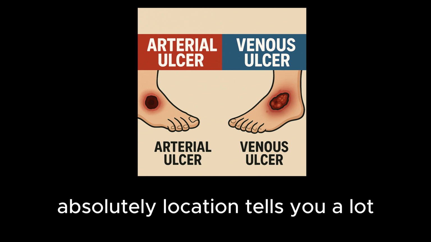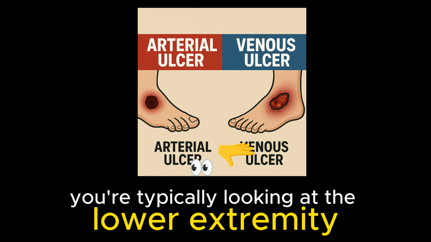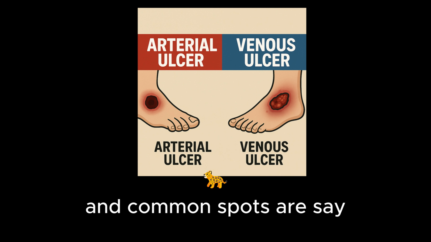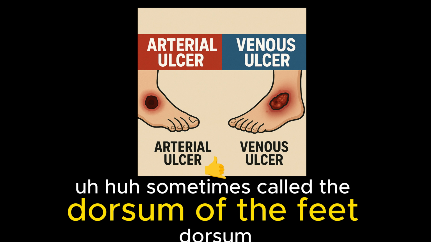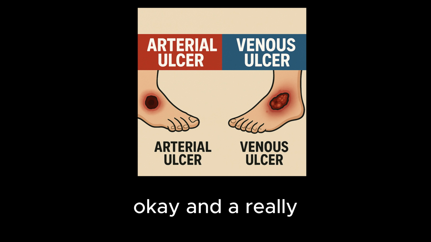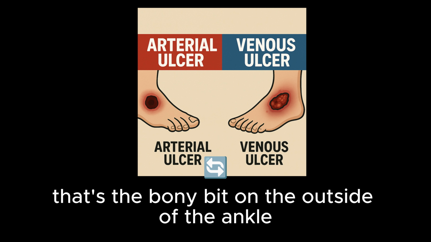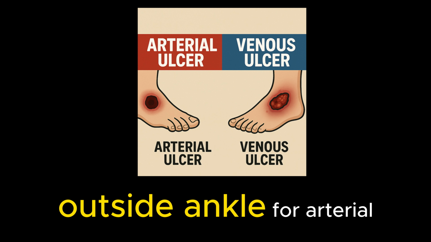Absolutely. Location tells you a lot. For arterial ulcers, you're typically looking at the lower extremity, below the kneecap. Common spots are the ends of the toes, the top of the feet, sometimes called the dorsum of the feet. And a really classic spot is the lateral malleolus region. Lateral malleolus. That's the bony bit on the outside of the ankle. That's the one, the outside ankle bone. Okay, outside ankle for arterial.